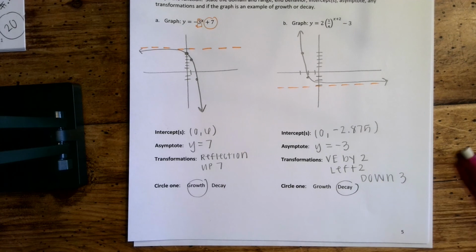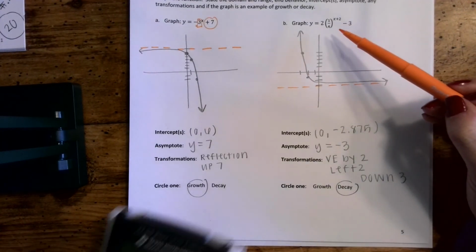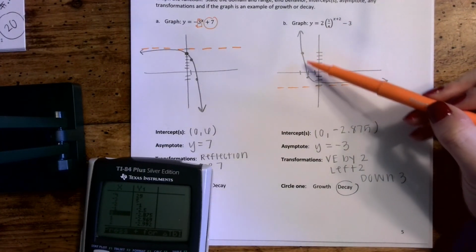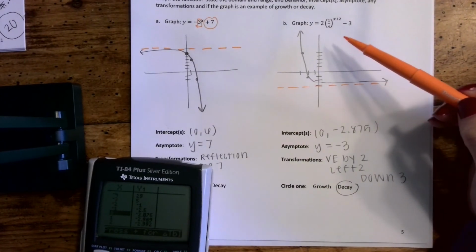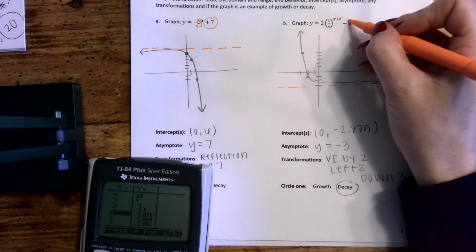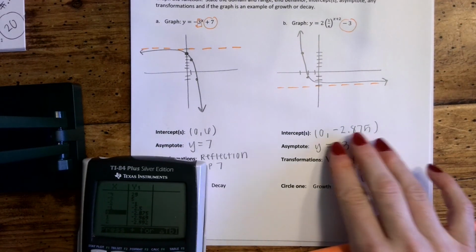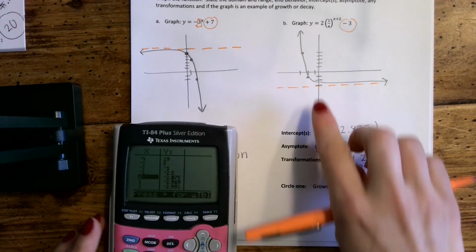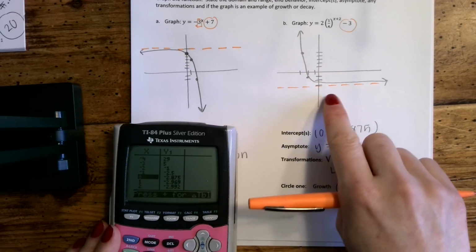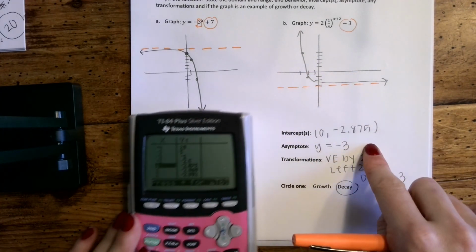Part B was a little bit trickier. Once you plug it in, you can only find 2 nice points. But we should know that the asymptote is at negative 3 from this negative 3 here. I personally thought that the intercept was kind of weird. I noticed that I didn't have a nice point for either one of my intercepts there.